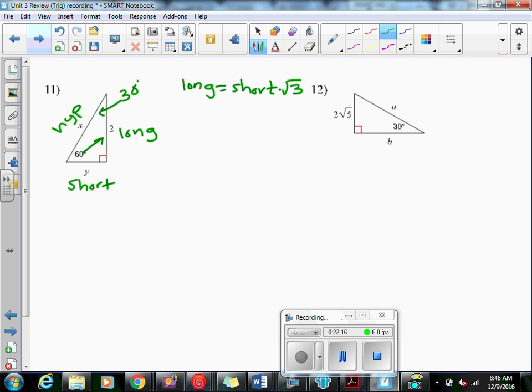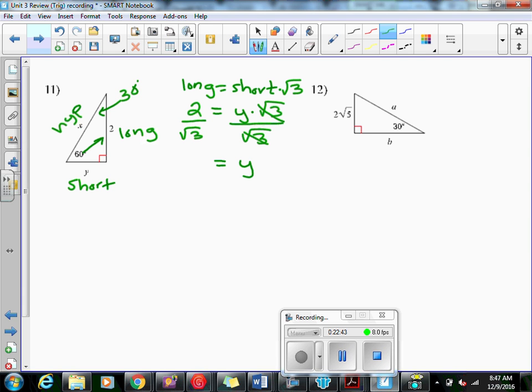So from the picture, I see that the long leg is 2. The short leg is Y. We're going to multiply that by the square root of 3. Now I need Y by itself. So since I need to get the Y by itself, I'm going to divide both sides by that square root of 3. Now on the right side, that's good. I have Y. But on the left side, I have a problem.